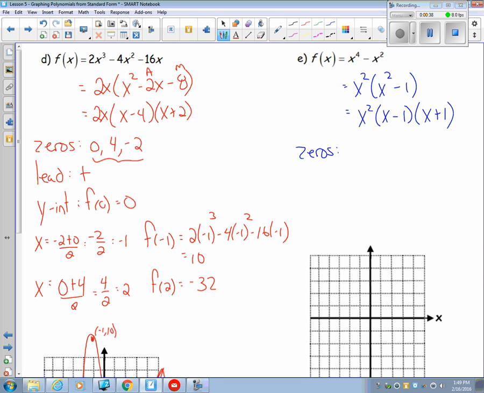Zeros. What do I got? I got an x at 0. And in fact, that would be this one right here, right? That's an x squared, which means it's going to be a touching one or a bounce. And I got another one at 1 and another one at negative 1.